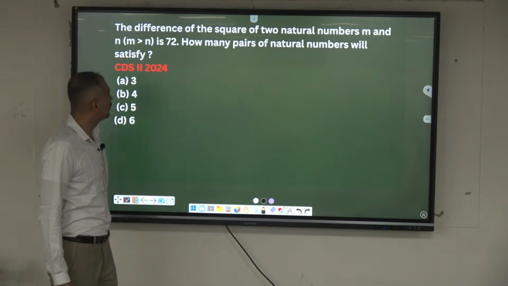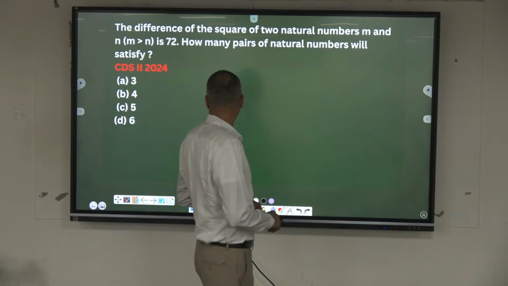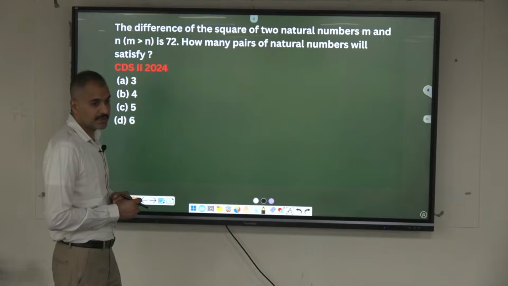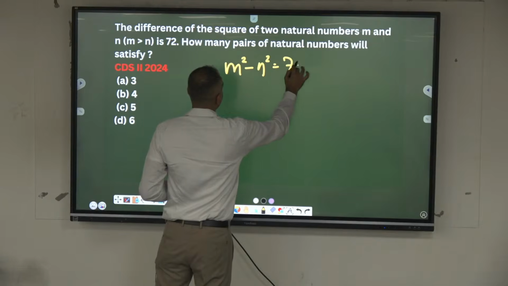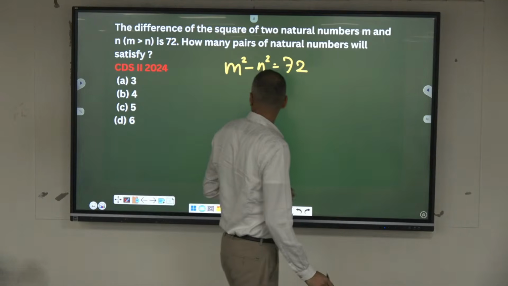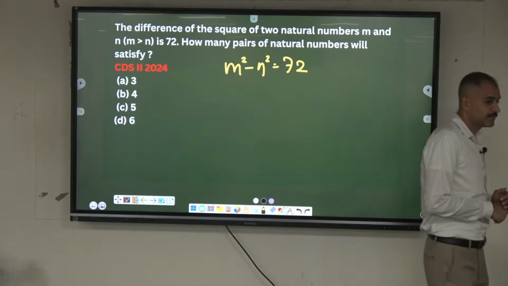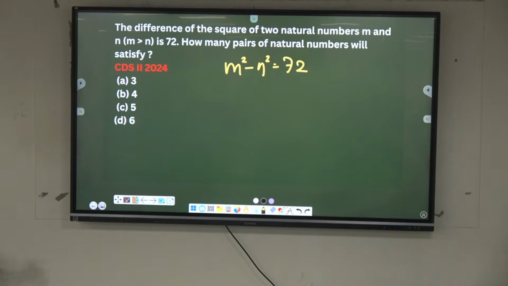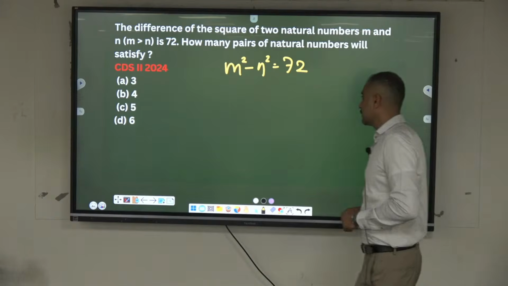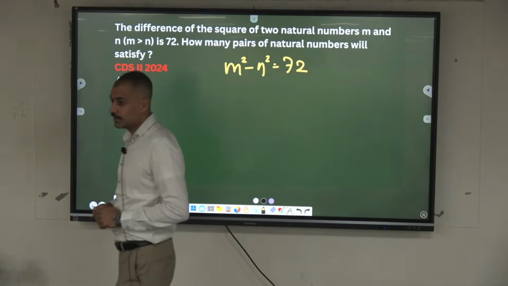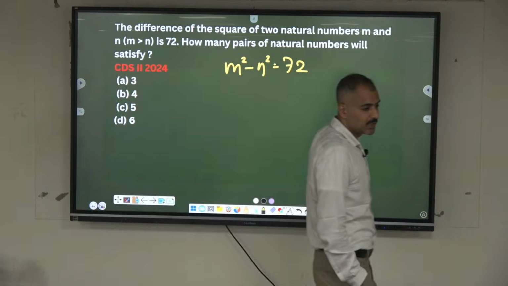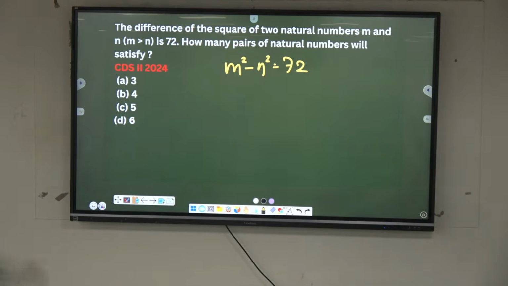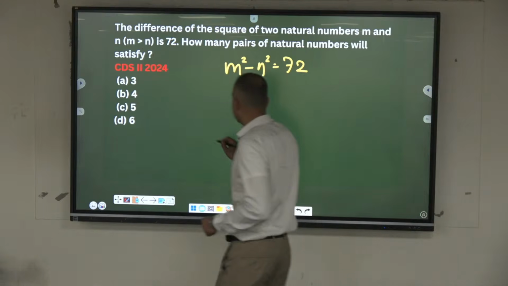I think a very similar one. The difference of the squares of two natural numbers m and n, where m is greater than n, is 72. So m square minus n square is equal to 72. How many such pairs of natural numbers will satisfy this, with m greater than n? Meaning he is asking for factors of 72, where both are either even or both are odd. So (m plus n) into (m minus n) has to be 72.